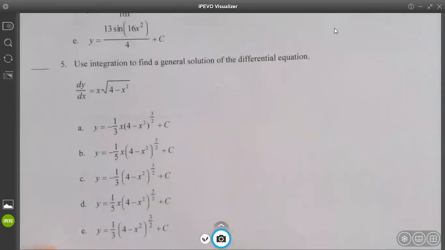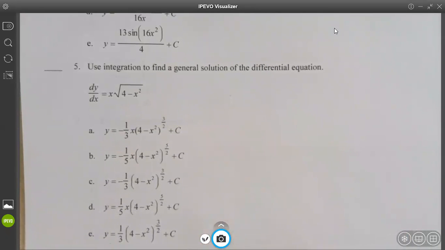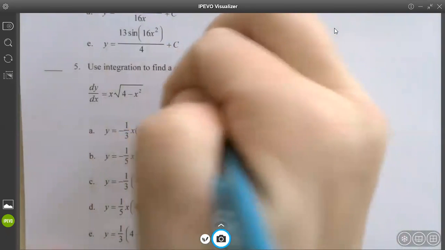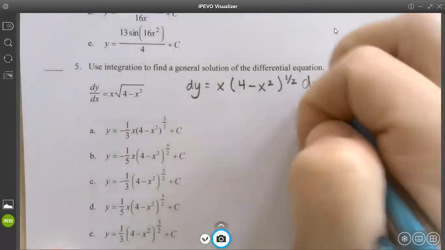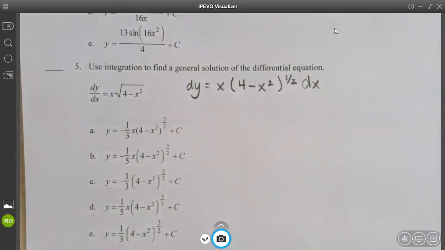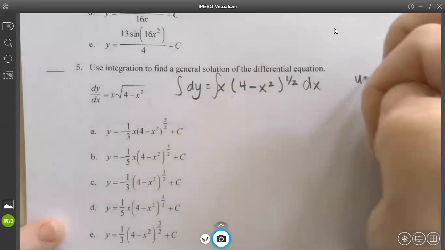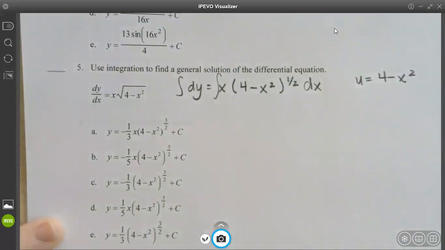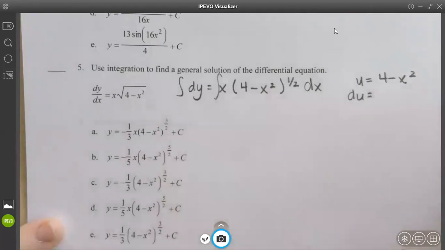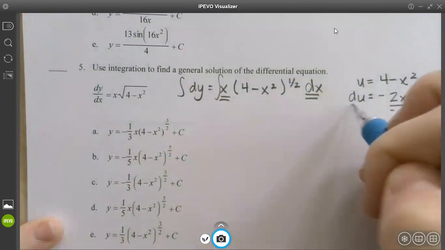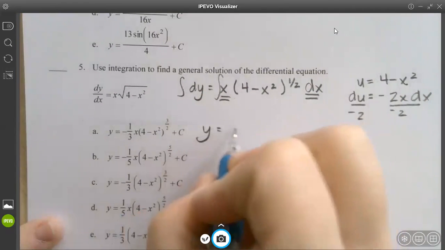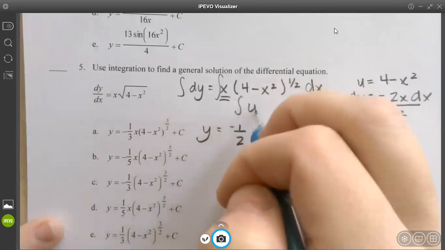Guess what? Same thing on the next one. I'm going to do dy equals x times 4 minus x squared to the 1/2 dx. I'm going to integrate. How do I integrate it? Find your u. What is my u? Okay, what do I do now? Derivative. What's the derivative of 4 minus x squared? Negative 2x dx. What did we want? What do we have to do? So what does that mean I have in front? Negative 1/2. I'm integrating u to the 1/2.